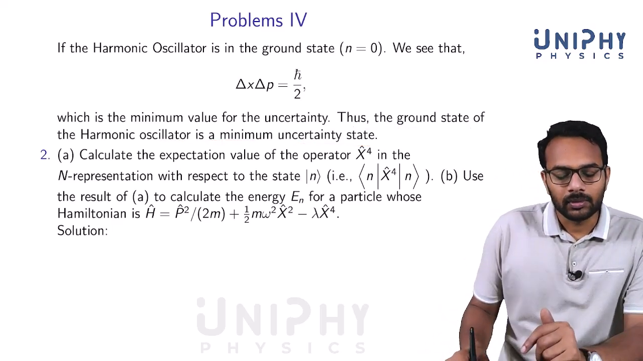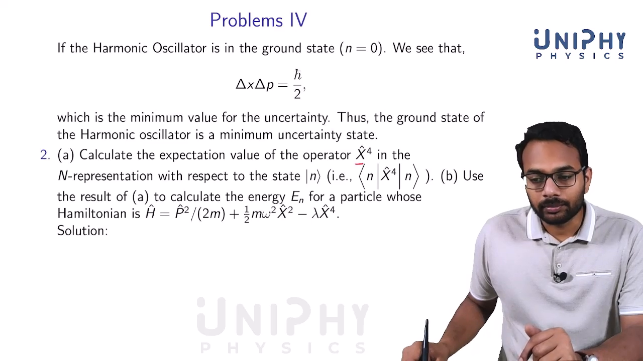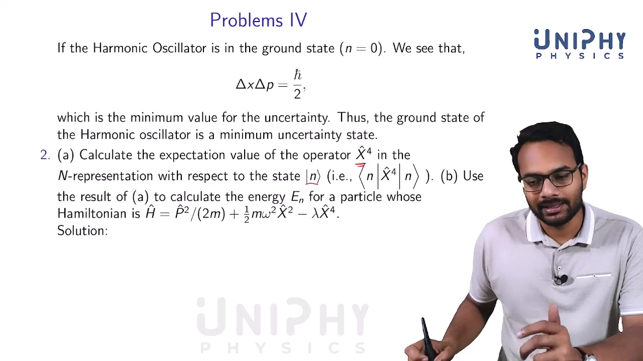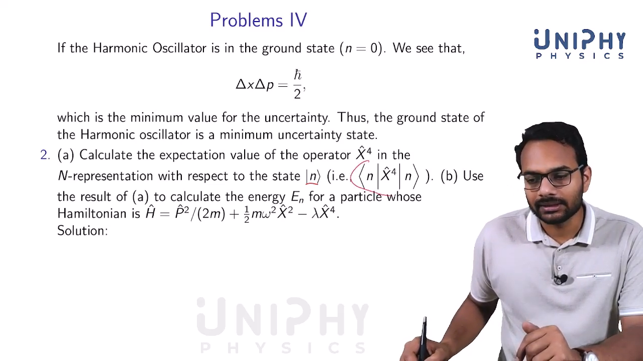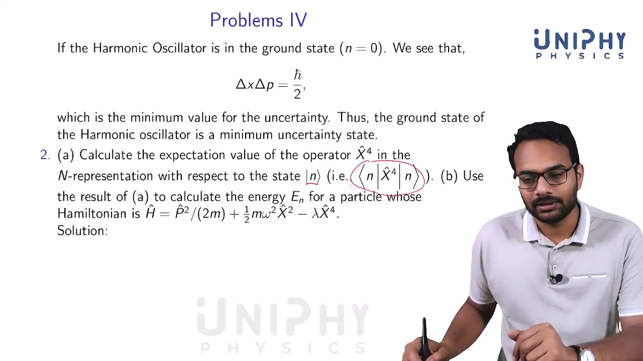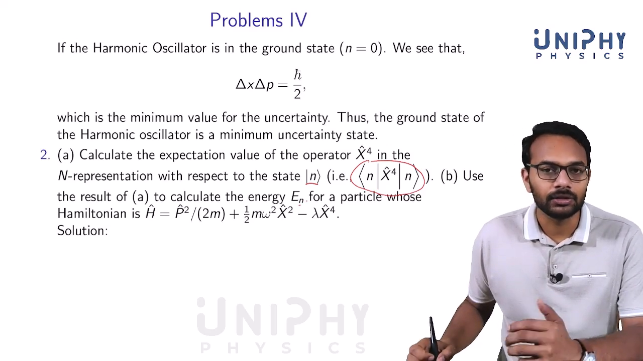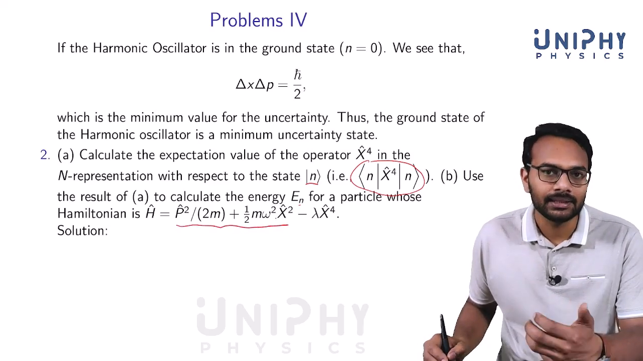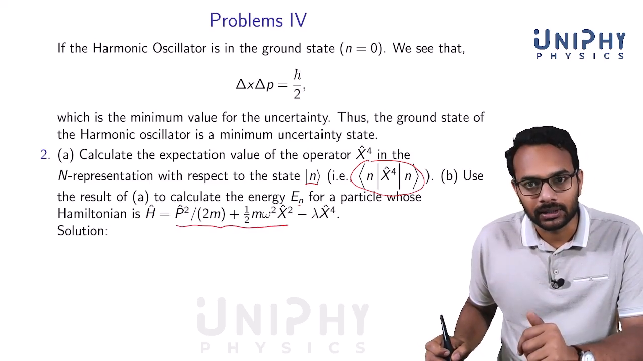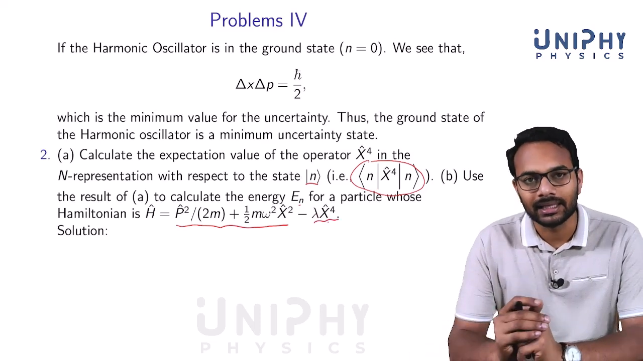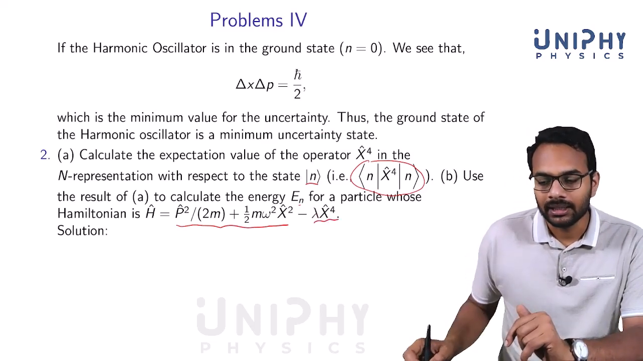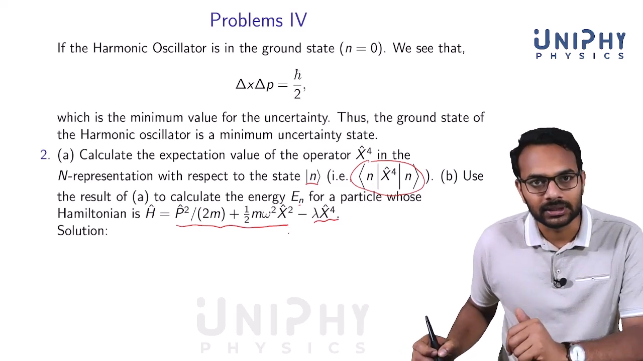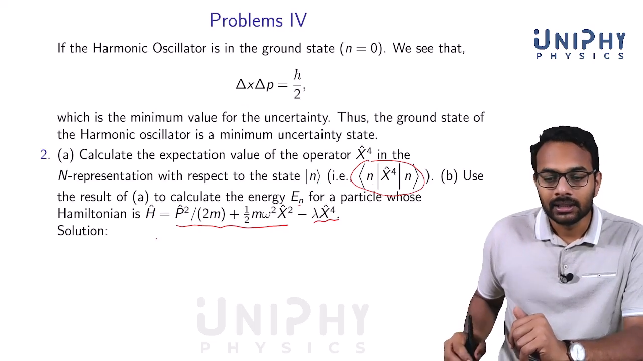Going on to the next problem, calculate the expectation value of the operator x raised to 4 in the n representation with respect to state ket n. So, we are supposed to find this thing. Now, use this result to calculate the energy En for a particle whose Hamiltonian is given here, for which the first part is exactly the harmonic oscillator Hamiltonian. The second part is an extra part, lambda x raised to 4. So, we are supposed to find this expectation value and then go on to find the energy eigenvalue for this. All right, so how do we do this?